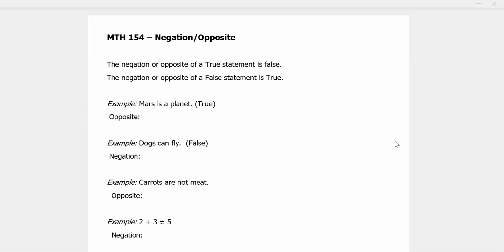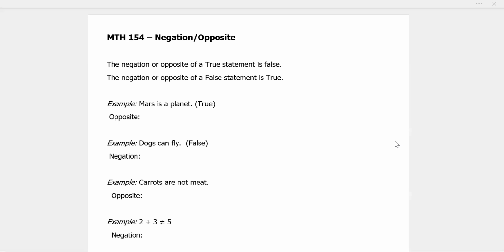We would like to talk about the opposite or the negation of a statement. A statement or a proposition is a statement or a sentence that is either true or false. You may know that it's true or false, or you may not know. For example, we know that Mars is a planet is true. We know that dogs can fly is false.